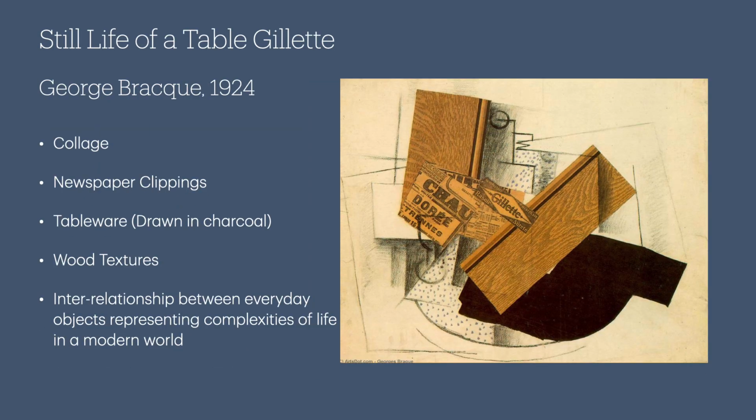Next is another assemblage created by Georges Braque in 1924 called Still Life of a Table. This is a collage created by layering objects over a drawing with newspaper clippings, tableware, which you can see drawn in charcoal in the background, as well as overlapping on the newspaper clippings and wood textures. This was a commentary on the interrelationship between everyday objects and represented the complexities of life in a modern world at this time in 1924.